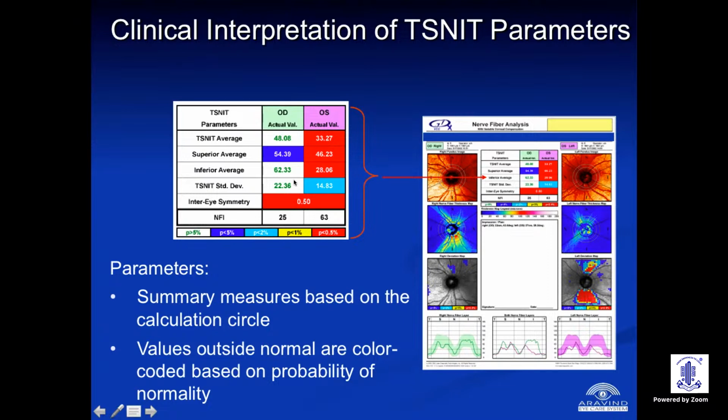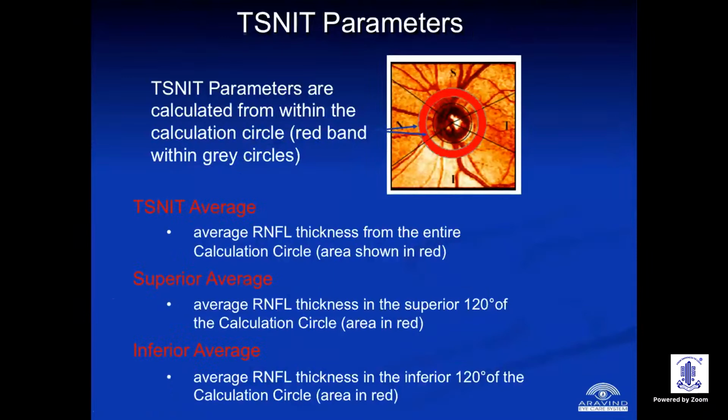Yellow values are again abnormal, probability outside 99% normal range. And red is again abnormal, probability outside the 99.5% normal range. So this is how the scan is done. Starts temporal, proceeds superiorly. So this is the TSNIT.